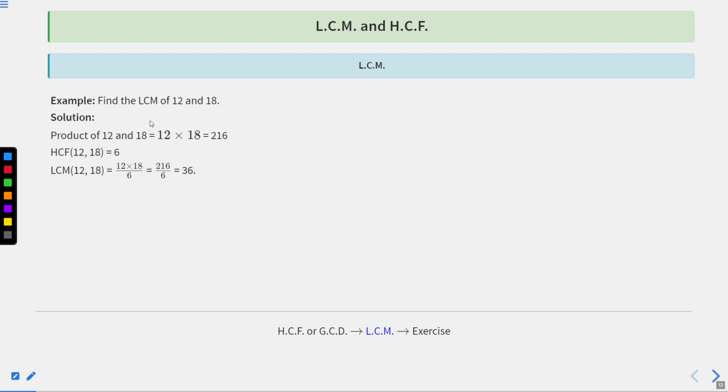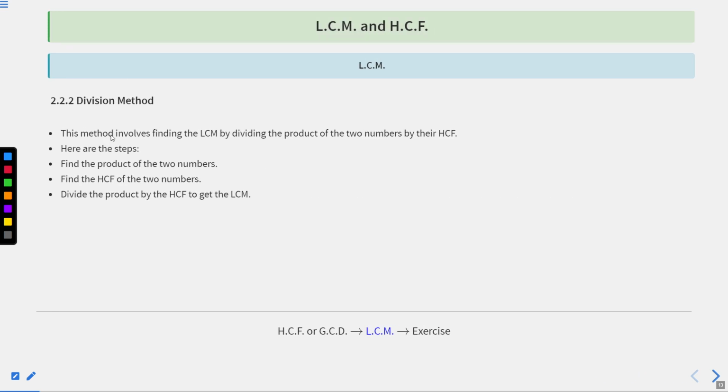For example, find the LCM of 12 and 18. So the product of 12 and 18 is 216 and the HCF that was obtained was 6. So LCM is equal to 12 into 18 upon 6. So it is equal to 216 upon 6, that is 36. So the LCM of 12 and 18 is 36.